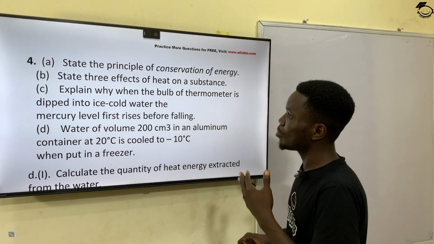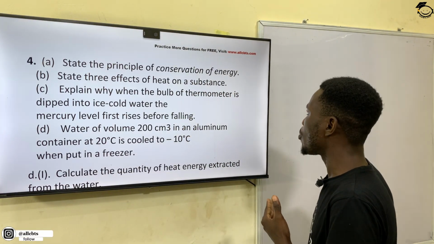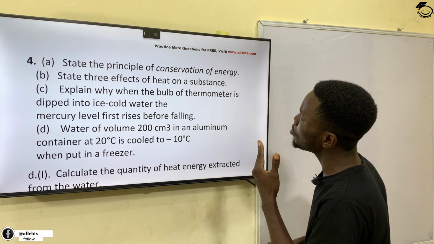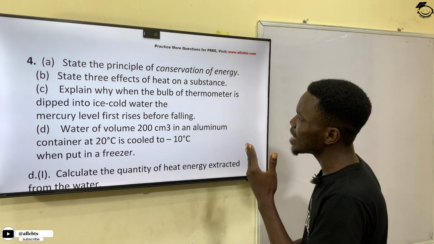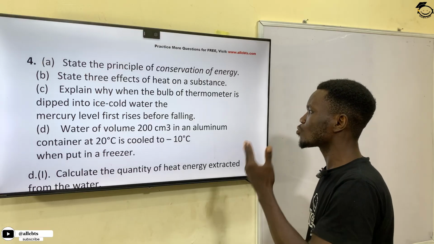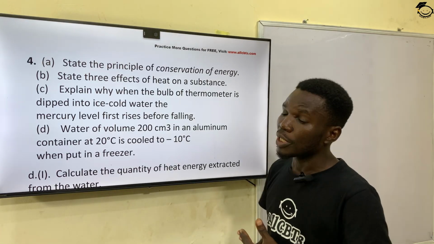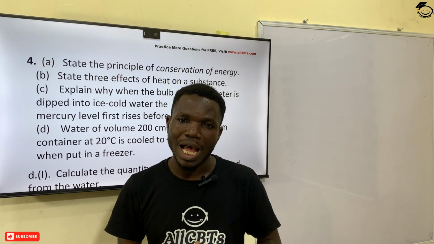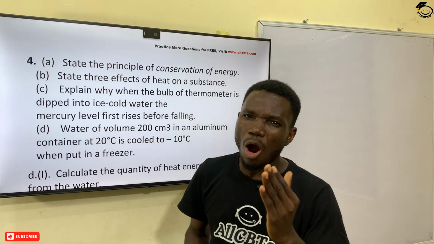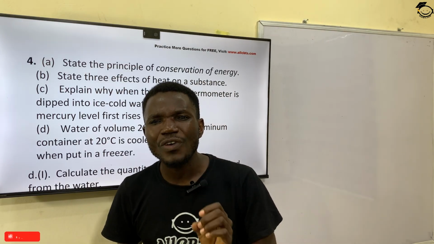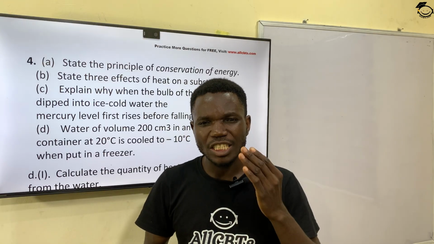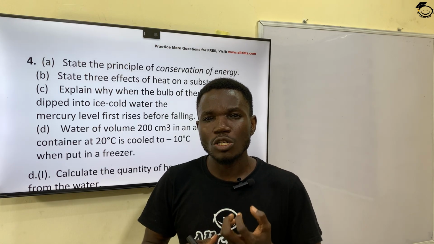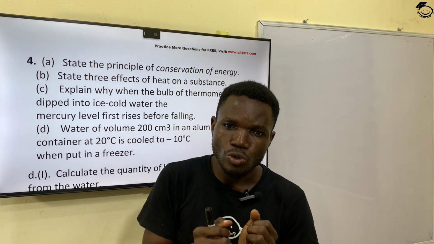So that is also question number 4c, which says, explain why when the bulb of a thermometer is dipped into ice cold water, the mercury level first rises before falling. Now, when you dip the bulb of a thermometer inside ice cold water, the first thing that happens is that the bulb containing the mercury first contracts due to a reduction in its size. So it contracts, meaning that because the temperature is lower, it is going to reduce. It is going to shrink.